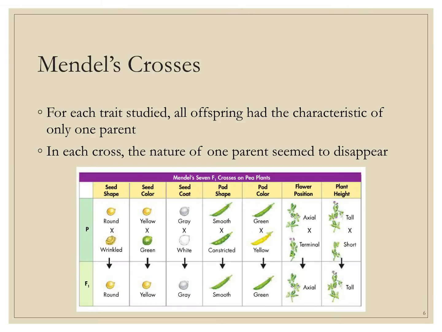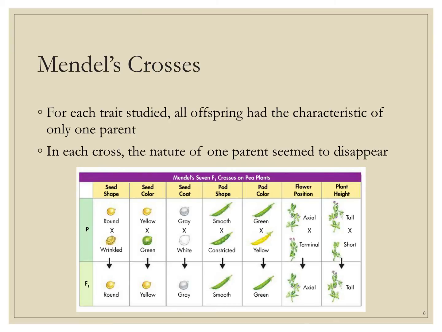So in the chart at the bottom of that page, you can see that those are the crosses that Mendel did. So we've got the P generation there. He crossed for seed shape, seed color, seed coat, pod shape, pod color, flower position, and plant height.